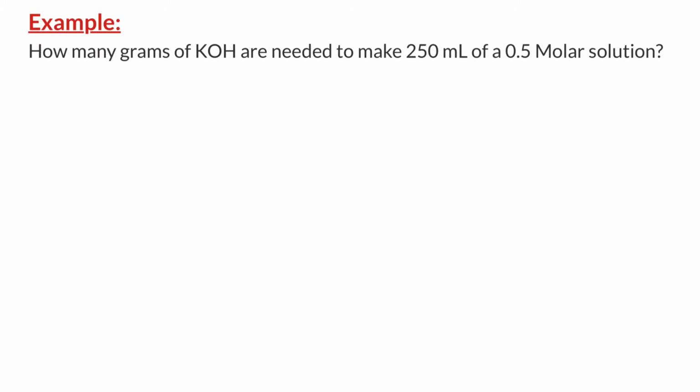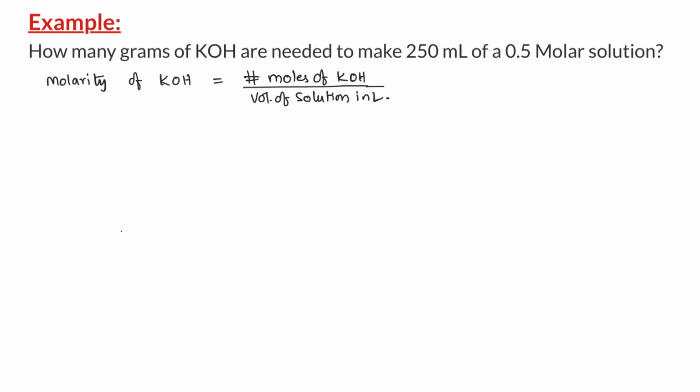Second example. How many grams of potassium hydroxide are needed to make 250 milliliters of a 0.5 molar solution? Again, let me write down the formula. Molarity of potassium hydroxide is equal to the number of moles of potassium hydroxide divided by the volume of solution in liters. Let us see what is given in the question.